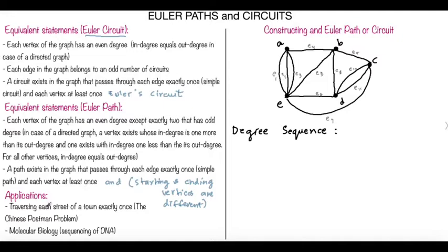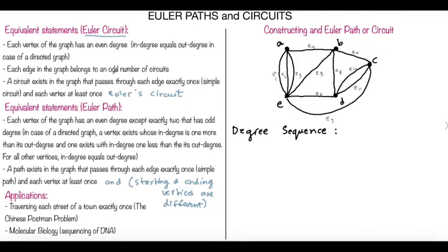Just as a side note, some applications. For example, the Chinese postman problem says that if a postman has to travel each street of a town once, how should he plan his path? In other words, we want to find an Euler's path or Euler's circuit for that town. And then there is an application in sequencing of DNA in molecular biology. But these are just side notes showing this is useful in many different areas.